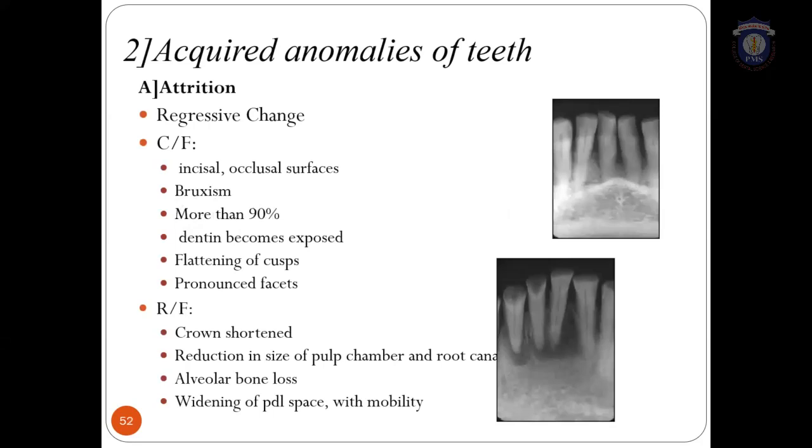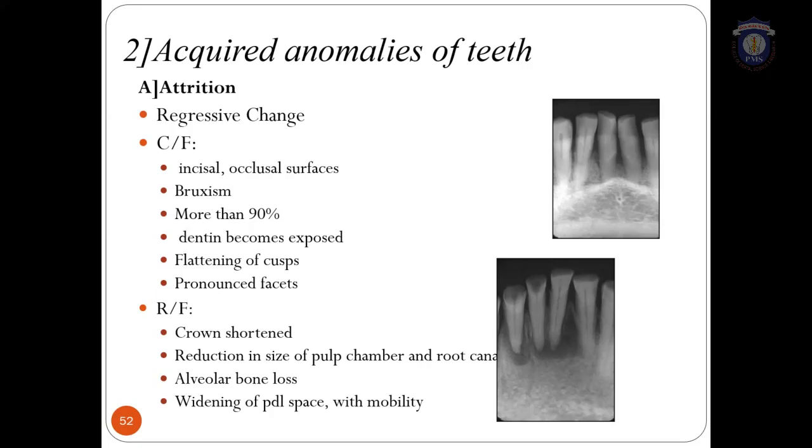First is attrition. Attrition is a regressive change. Clinically, you will see that the incisal and the occlusal surfaces are abraded. It can be due to bruxism also. The dentine becomes thin and it is exposed. There will be flattening of cusps and pronounced facets.